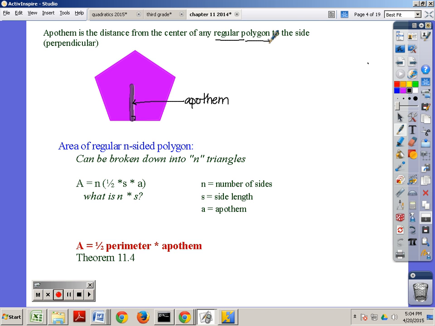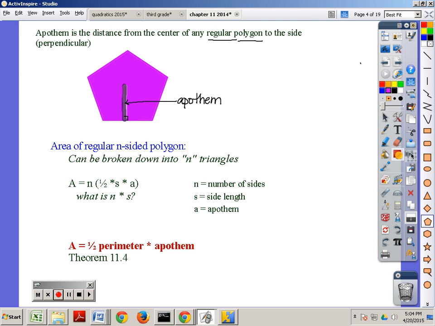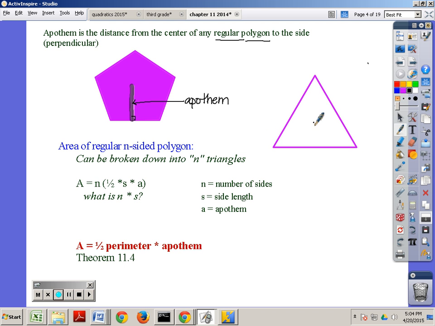So you could have a triangle, a regular triangle, and your apothem would be from the center out, perpendicular to one of the sides. So apothem, make sure you know how to pronounce it. So you can use this to find the area of any regular polygon.